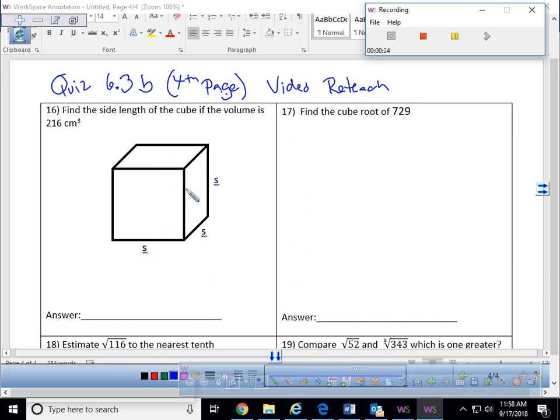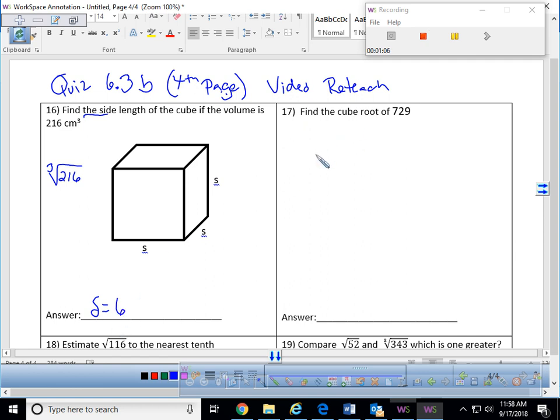First of all, we want to know the side length of the cube. We don't want to know all three at one time, we just want one of the sides. And you know that the volume is equal to 216 cubic centimeters. So in order to do this, we need to take the cube root of 216. What number times itself 3 times equals 216? That is 6. So S equals 6.